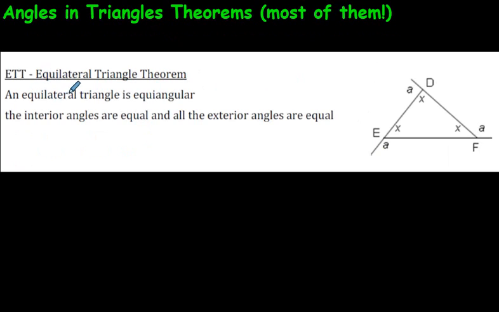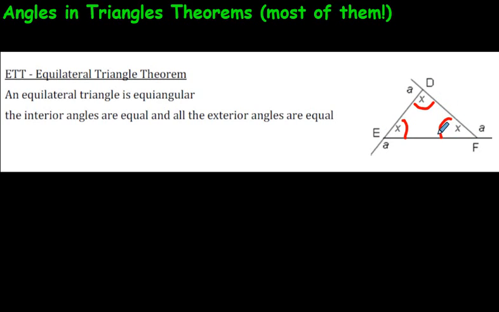The ETT, the Equilateral Triangle Theorem. Now this triangle doesn't look terribly equilateral to me, but I'm going to go with it. Let's just pretend all of these sides are exactly the same length, okay? If all three sides are the same length, that means all three angles are going to be identical.